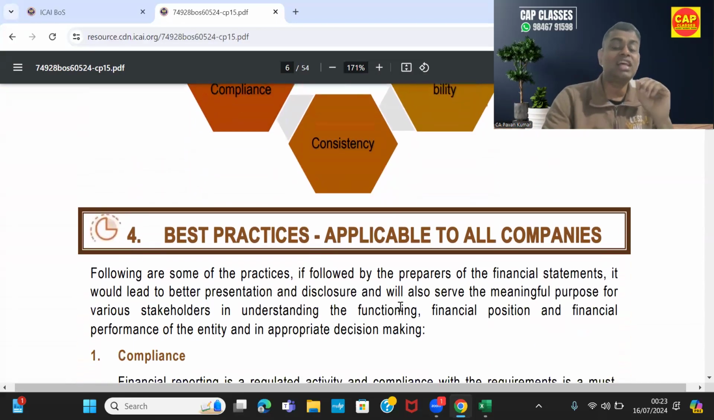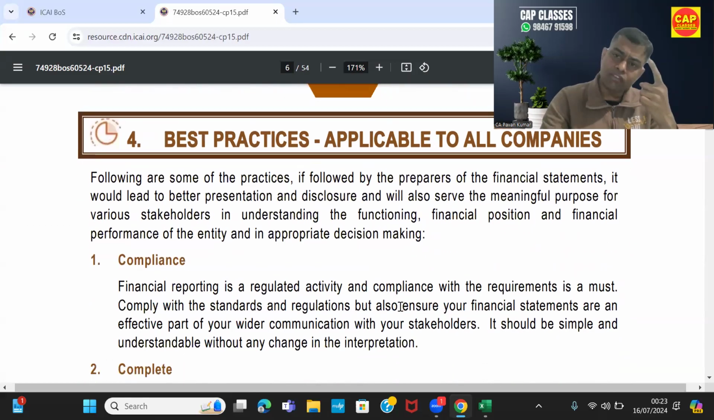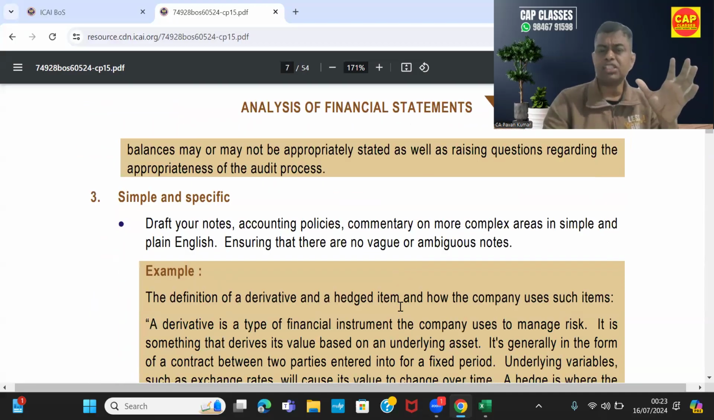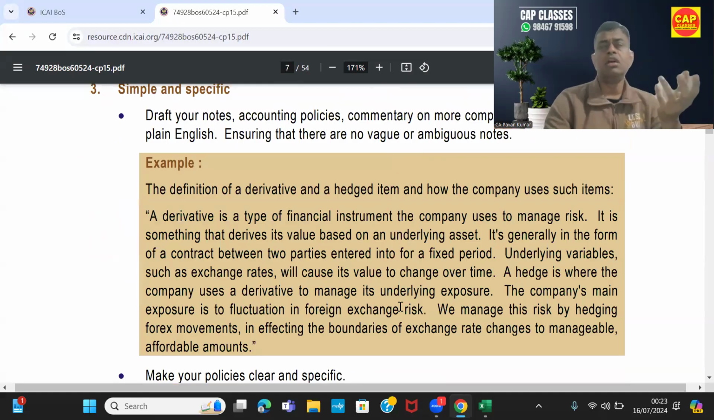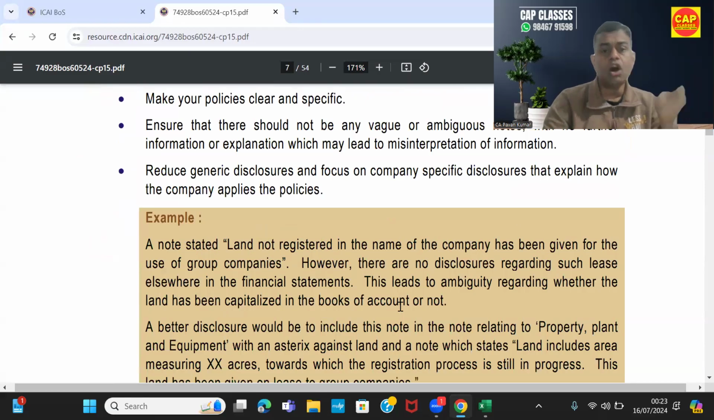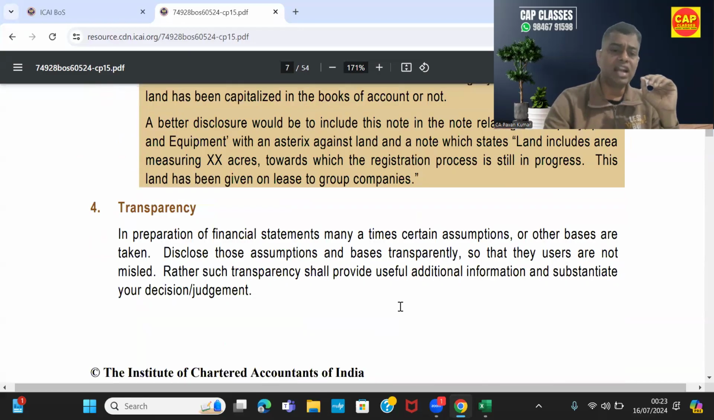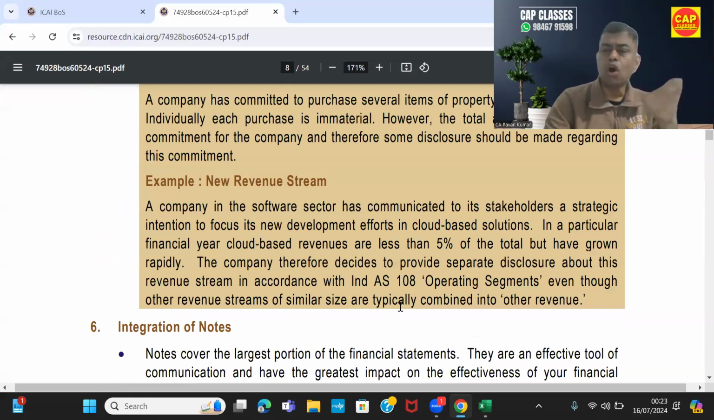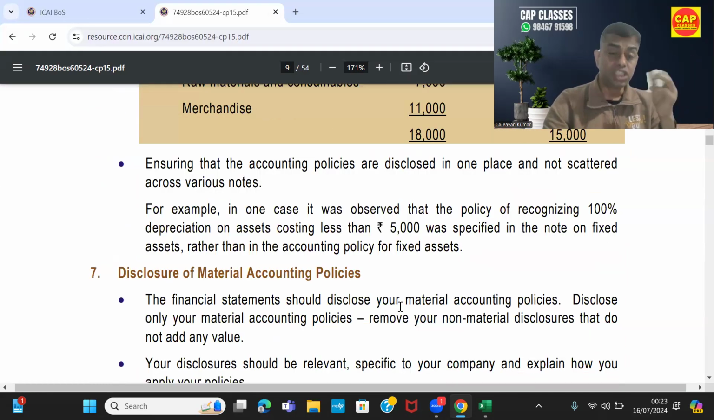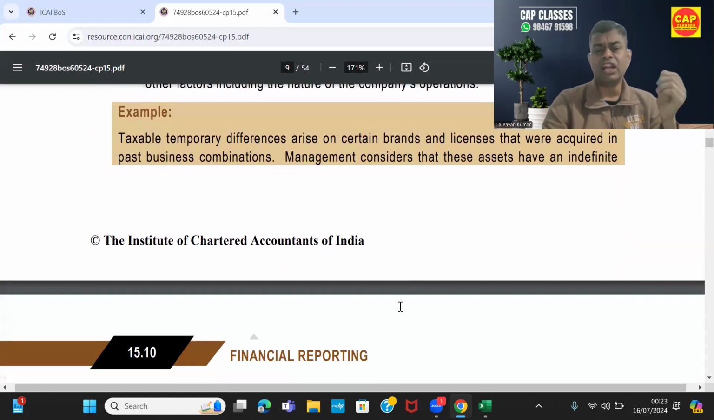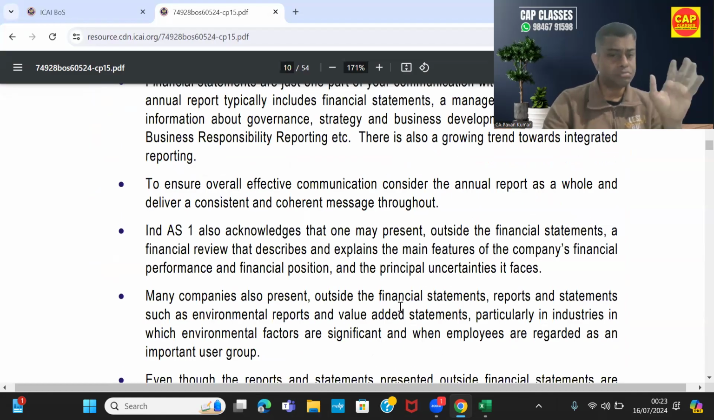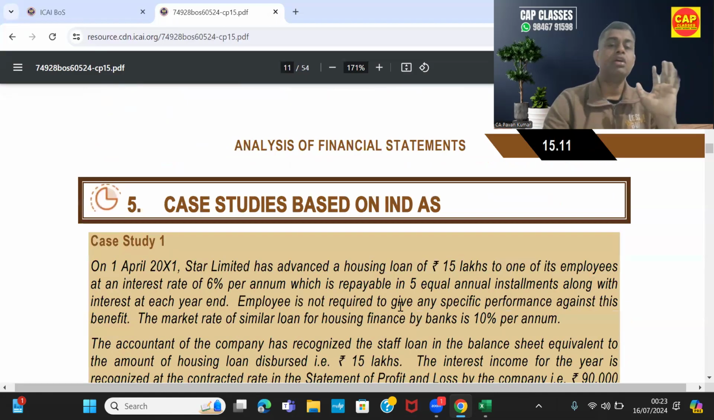Don't worry about this. Then best practices. Again, same thing. Whatever bullet points they have given, they explained it. Compliance, completeness, then simple and specific. They have given few examples, like derivatives, inventory, all this stuff. Then transparency, materiality. You know all these things, right? Integration of notes. They have given disclosure of material accounting policies, significant accounting policies, disclosure of accounting estimates and judgments, integrated approach. You don't need to read anything.